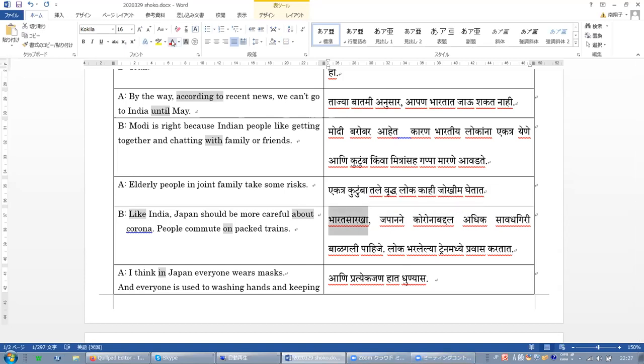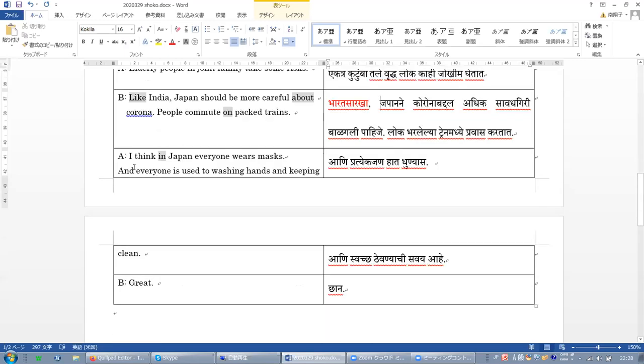Okay, then, so Japan ne corona, but corona battal adik sawadagiri, Baragari pahije. And people commute on public trains. So, look, Baralelia train made pravas karatat.